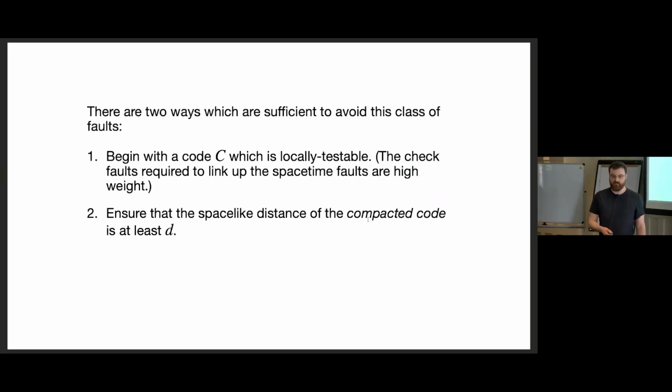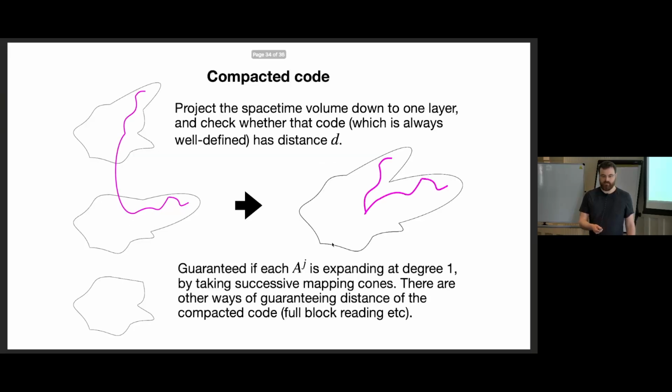The second way is to give some conditions on what I'm calling the compacted code. And what the compacted code is, I would say it's not the smartest thing in the world. You just take your whole space-time volume and you scrunch it down to be on one plane.